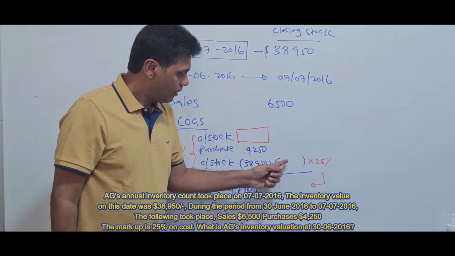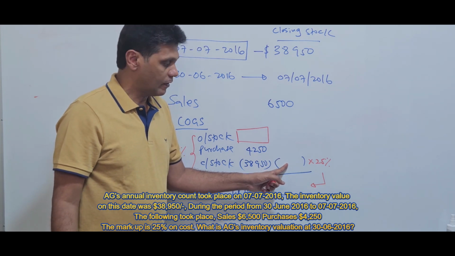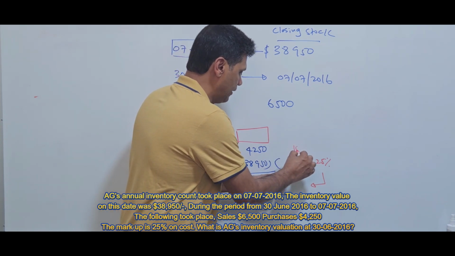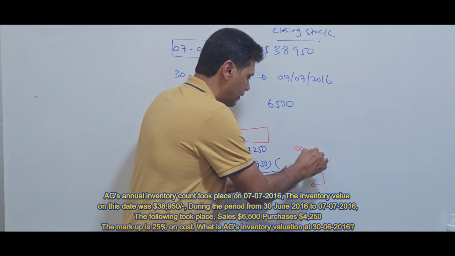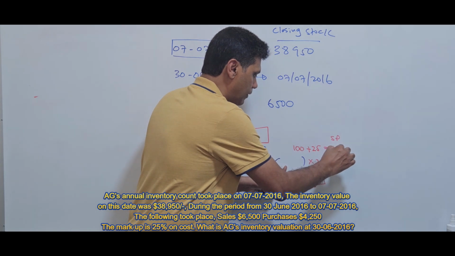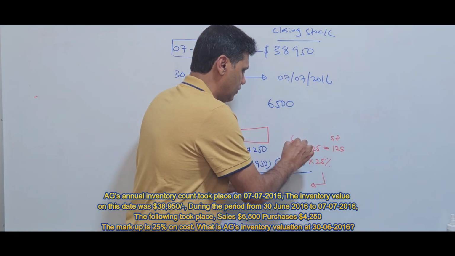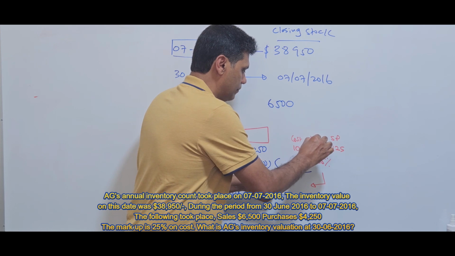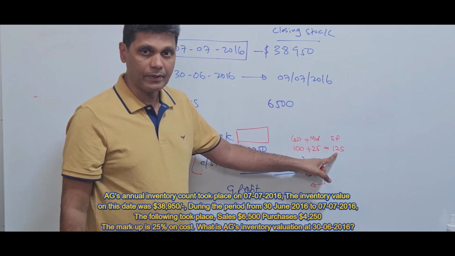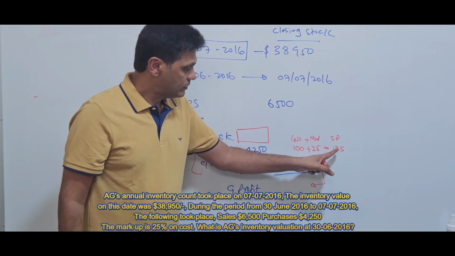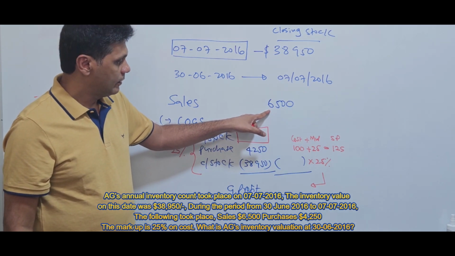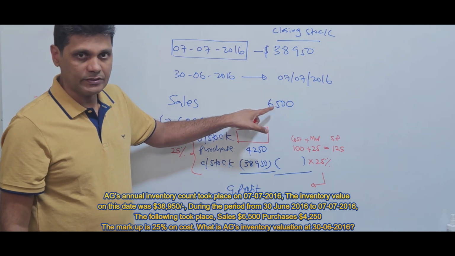Now since this value is not known, let's assume your cost of goods sold as 100. If you add the markup 25, what will be the selling price? It should be 125. So this is the cost, this is the markup. The cost plus the markup will be the selling price. Now if you substitute this to this value 6,500, which is the selling price, which is the sales.